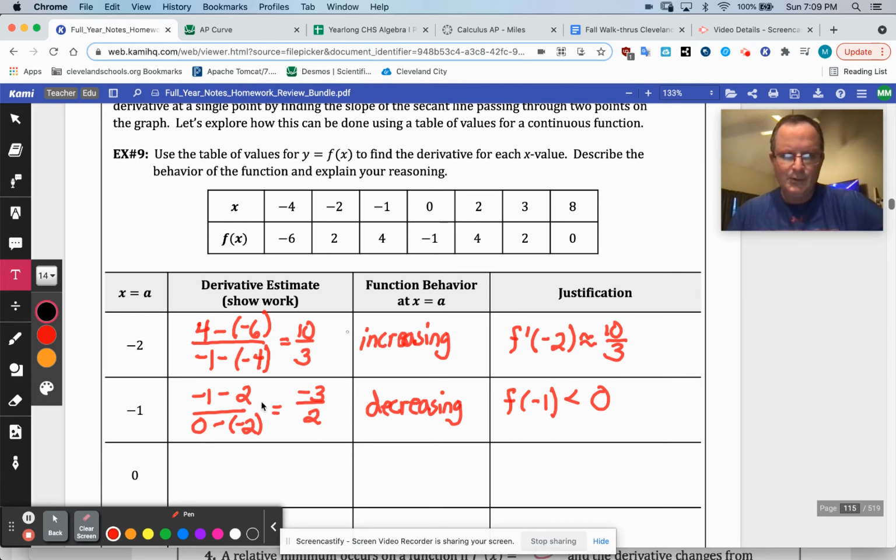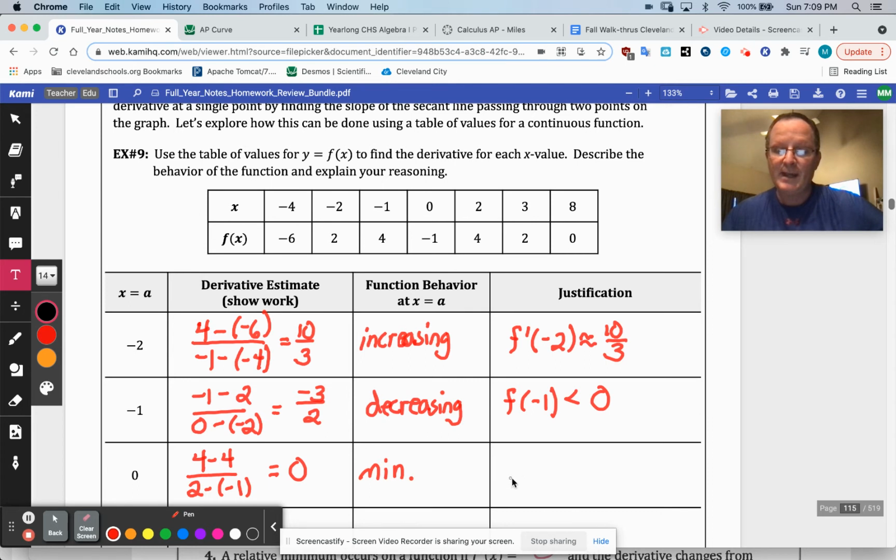At 0, I'm going to use these two. Oh my gosh, up top it's 4 minus 4. And on the bottom, who cares? But we'll go ahead and put it. It's going to be 2 minus -1. So this is 0. Now think about this for a second. My y values were high, and it came down to -1. So I'm going to say this is a minimum.